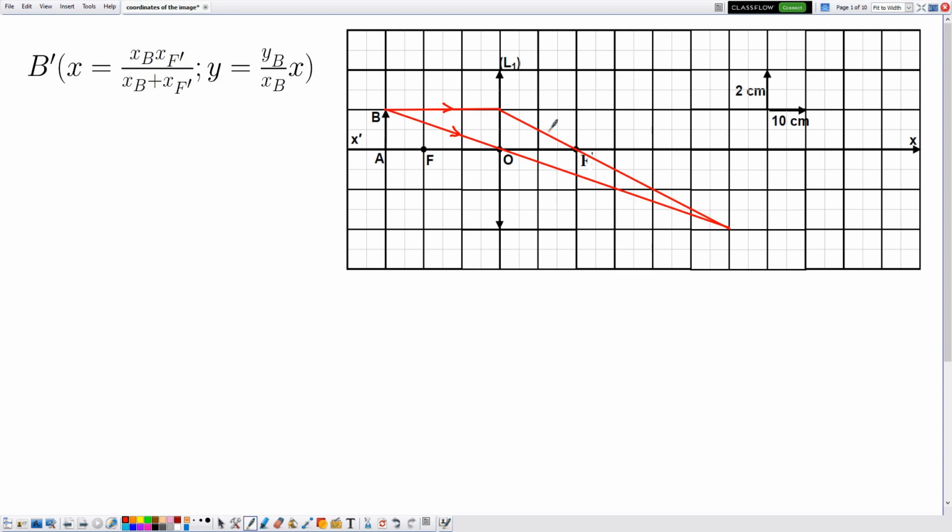And we know that the point of intersection of the emergent rays is the image of the object B, and A prime, the image of A, will be the foot perpendicular of B prime on the optical axis. So this is the tracing of the image A prime B prime.